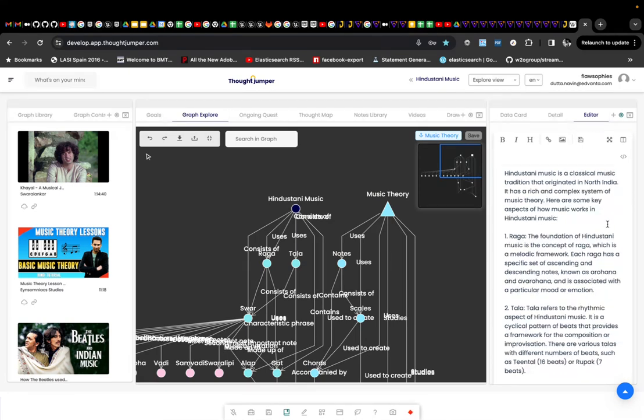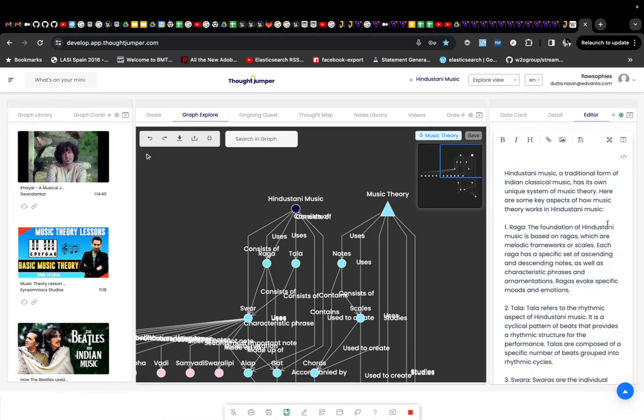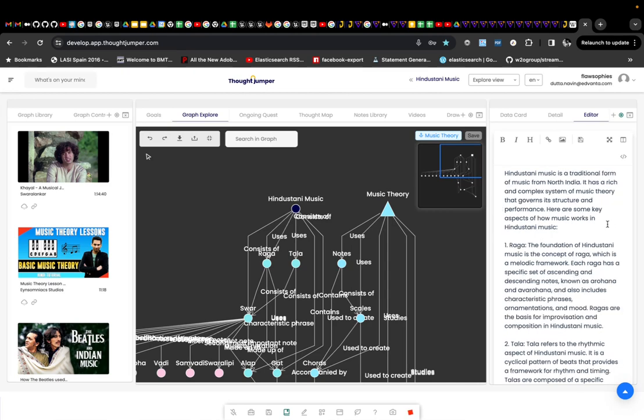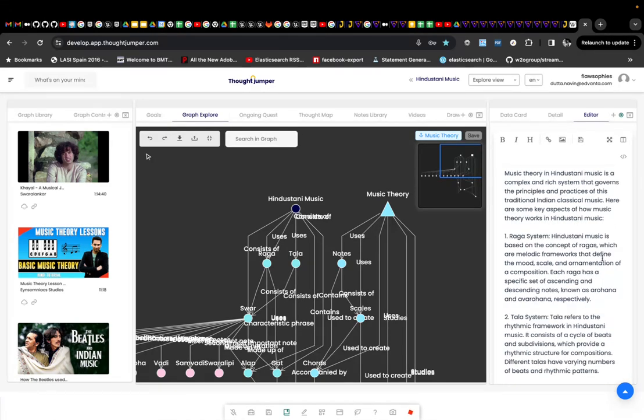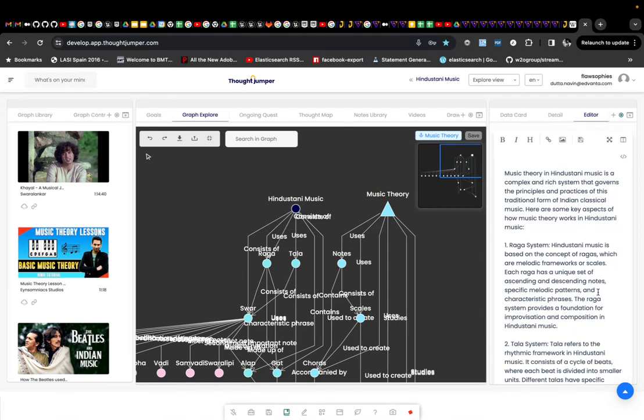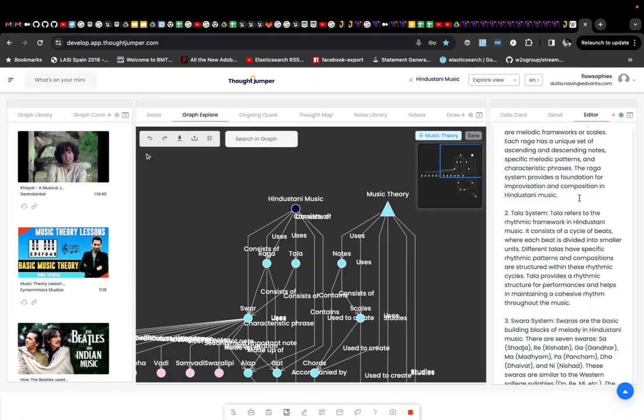Hindustani music. So, in Hindustani music, there is a concept of raga, which is a melodic framework, and they have a specific set of ascending and descending notes with rules, and you can ornament it to form a composition using key phrases, and you can go up and down, ascend the scale. Those are called arohanas. In arohana and avarohana, there is a tala system, which is a rhythmic framework, which are basically time signatures of how beats govern the music.